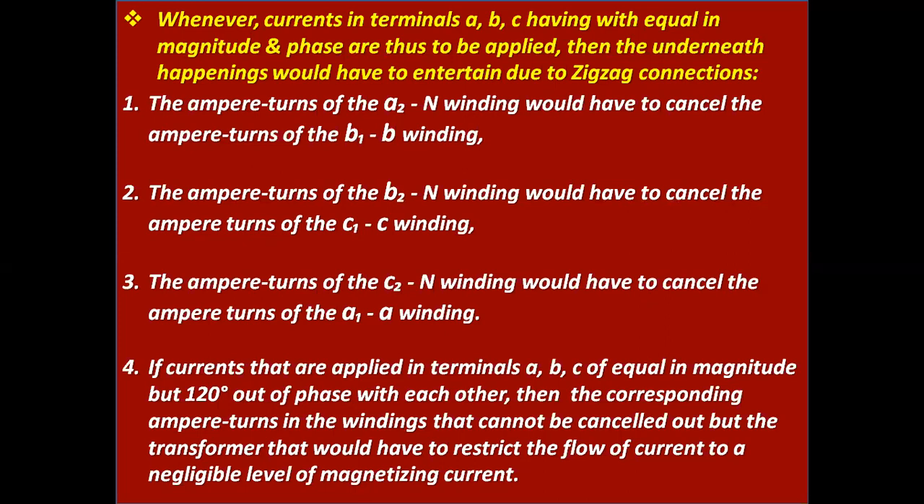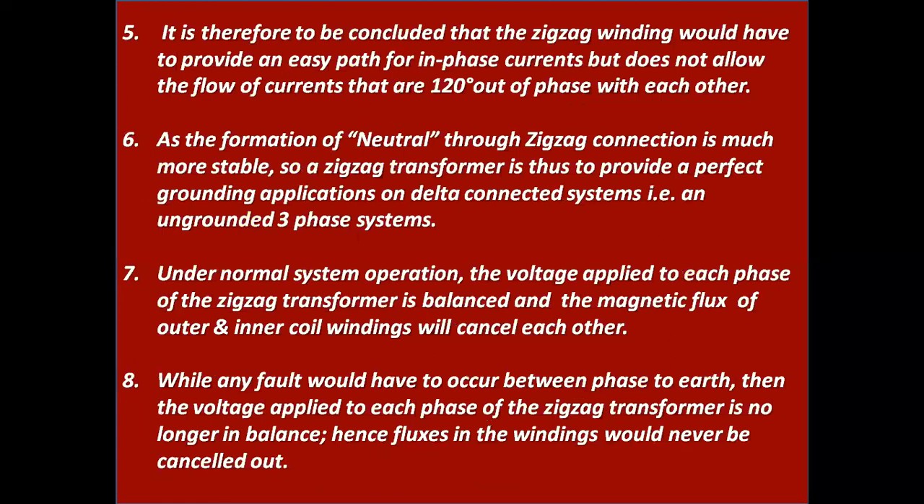If currents applied in terminals A, B, C are equal in magnitude but 120 degrees out of phase with each other, then the corresponding ampere turns in the windings cannot be cancelled out, and the transformer restricts the flow of current to a negligible level of magnetizing current. It is therefore concluded that the zigzag winding provides an easy path for in-phase currents, but does not allow the flow of currents that are 120 degrees out of phase with each other.